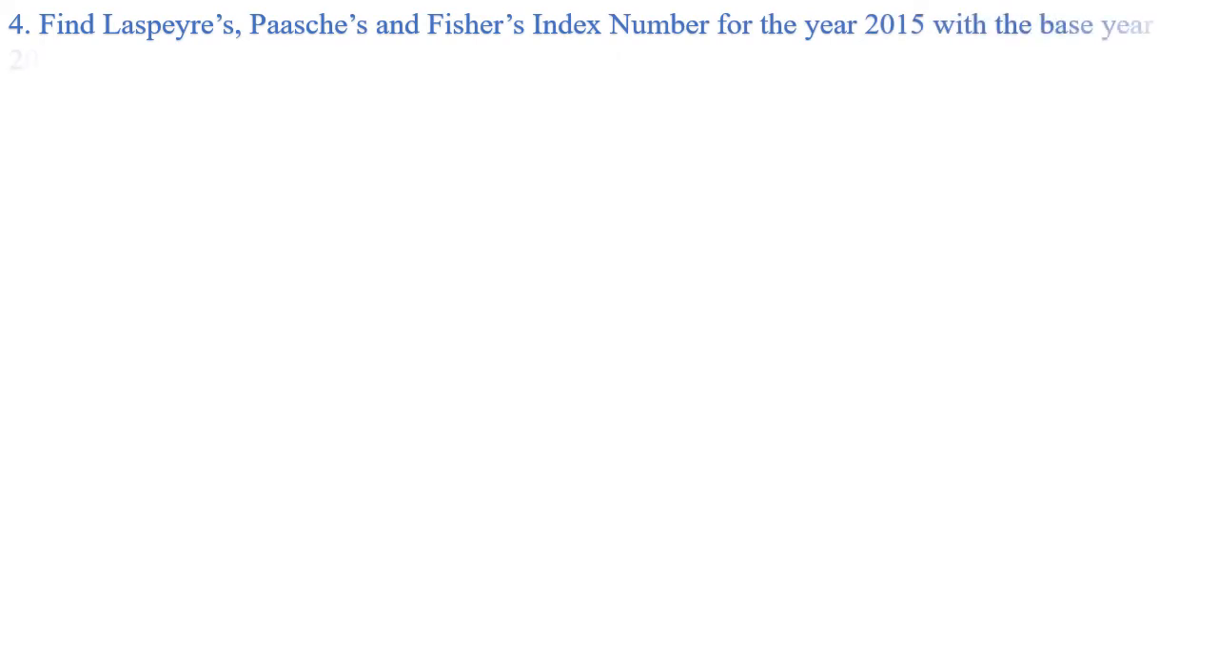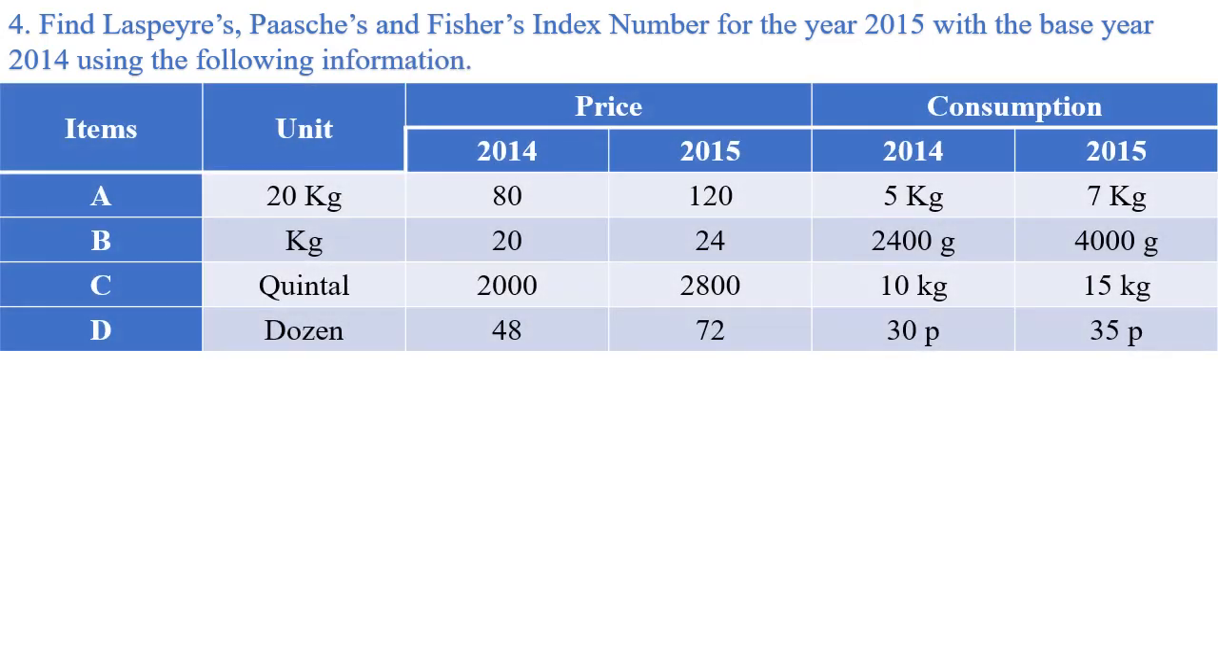Question number 4. Now again we have to find the Laspeyre's, Paasche's and Fisher's index numbers for the year 2015 with the base year 2014. This time we have somewhat different data here. See, the items A, B, C, D are given, the units are there, but as you can see, compared to the previous question, the units in this question are a bit different.